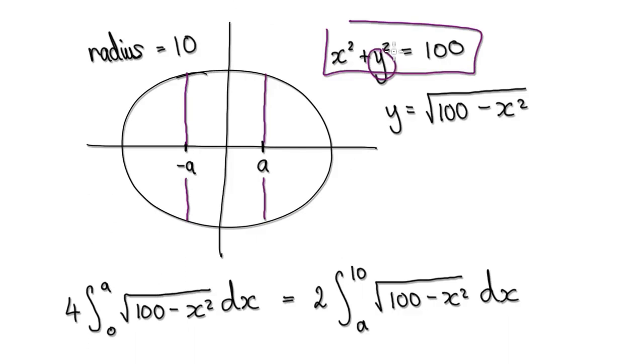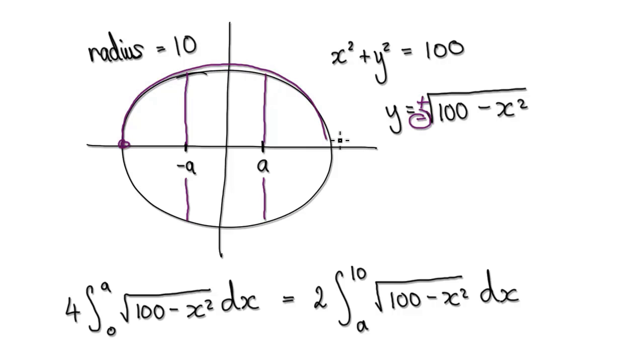Rearrange it to make y the subject. So when you square root it, you will have a positive version and a negative version. The positive version is this, and the negative version is this thing here. We don't care about the negative version, so let's just concentrate on this strand. So now set up your equation.